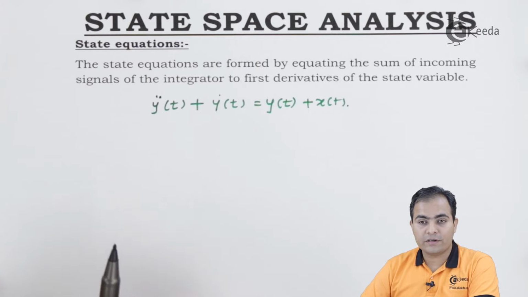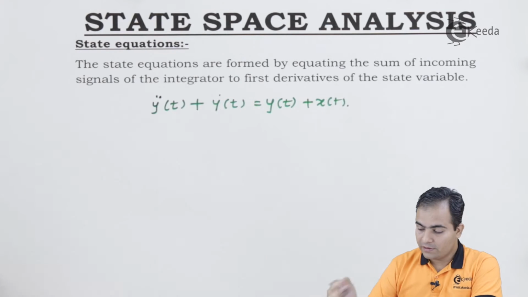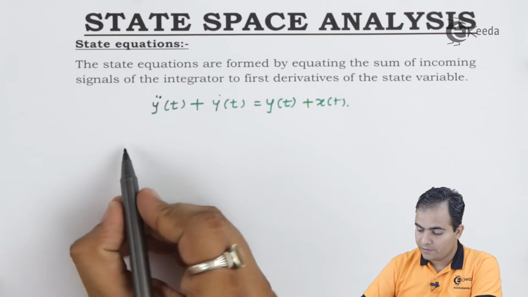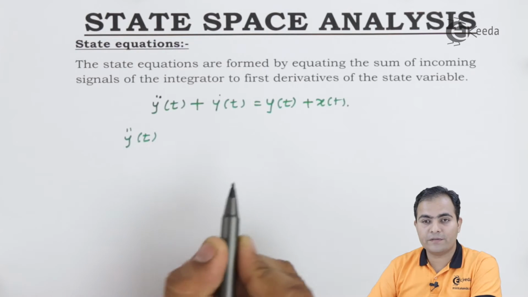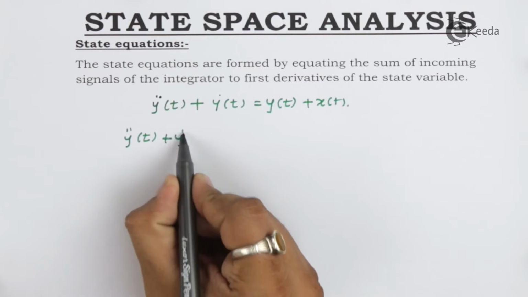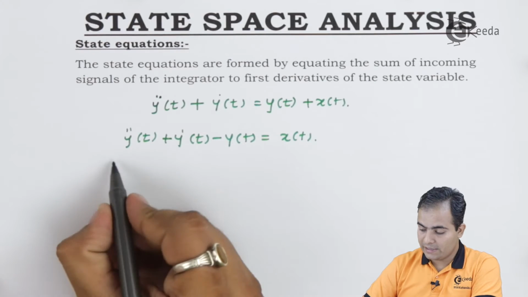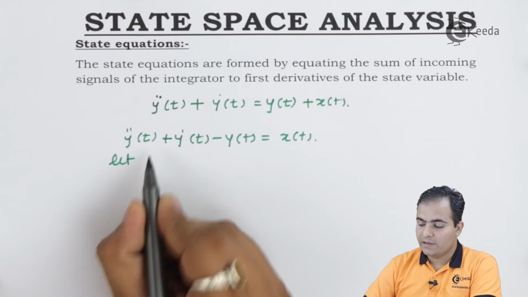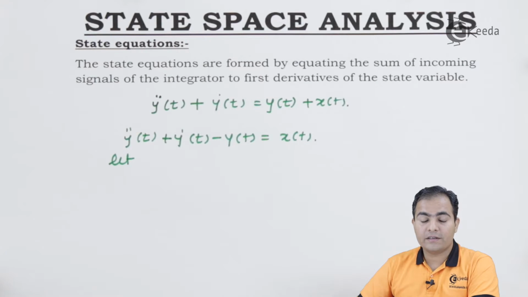What is the highest order or degree of differentiation? It is 2. Now, if it is 2, then we will use 2 state variables. So we will start from y of t. But first of all, we will write the equation in proper way, like we will shift all the y of t on the left hand side. Now we will use a state variable. Let's say here we have a second order, which means we will use 2 state variables, and the 2 state variables are x1 of t and x2 of t.